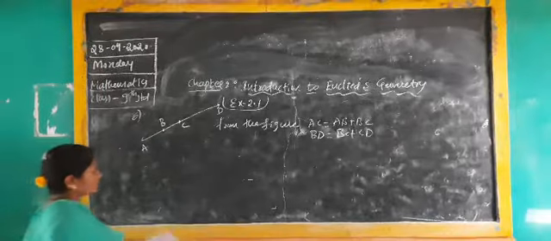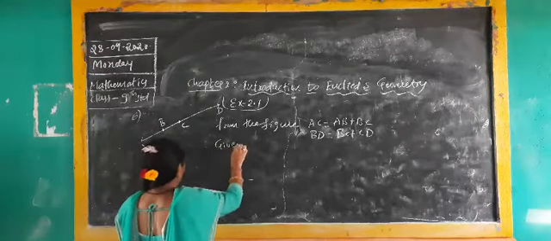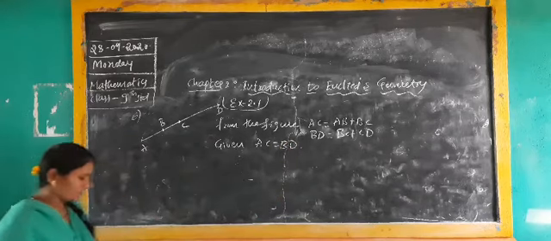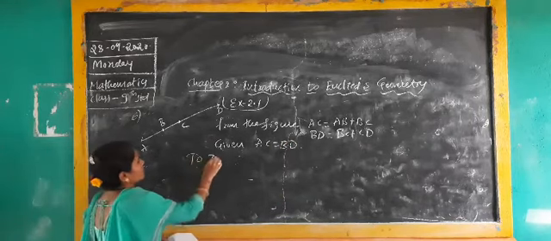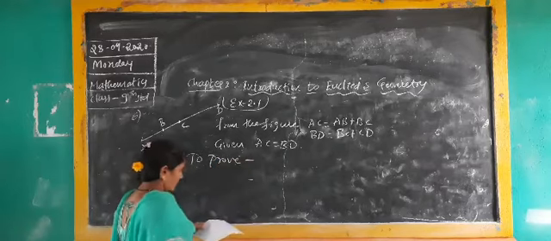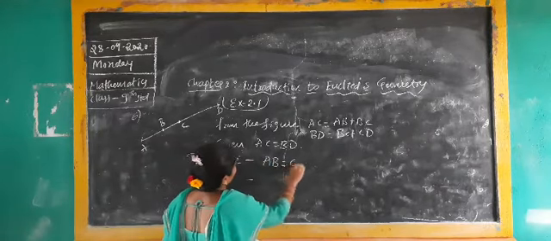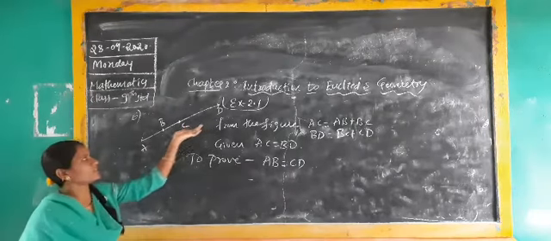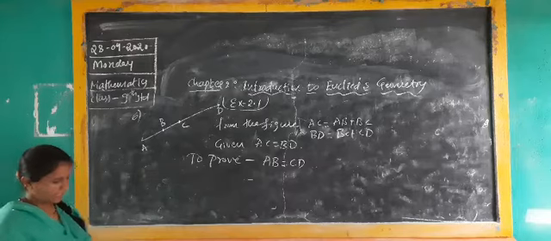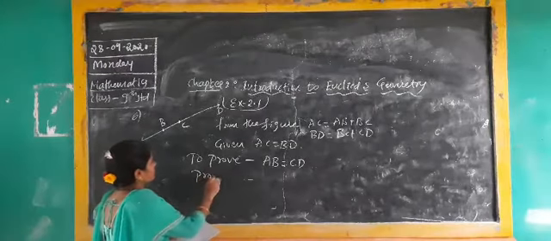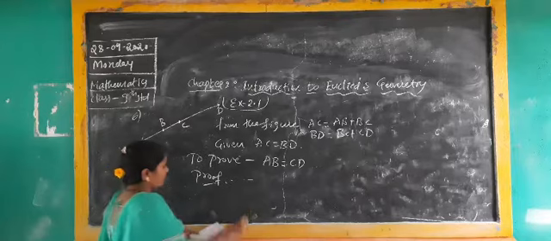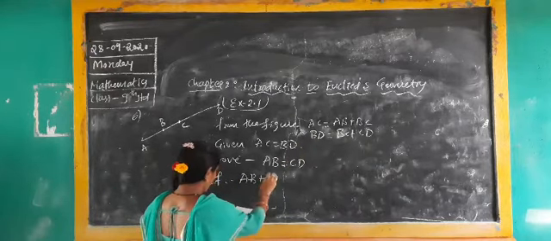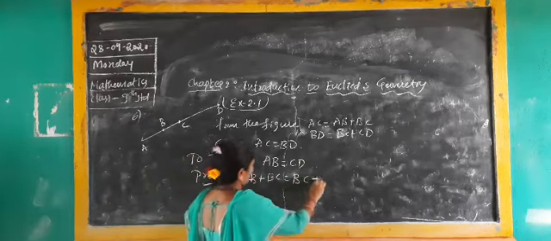Okay, next given. What they have given in the problem? Here AC is equal to BD, or DB. To prove what we have to prove, madam? To prove here AB is equal to CD. In this straight line, you have to prove AB is equal to CD. Proof: take AC, for AC, AB plus BC is equal to BC plus CD.